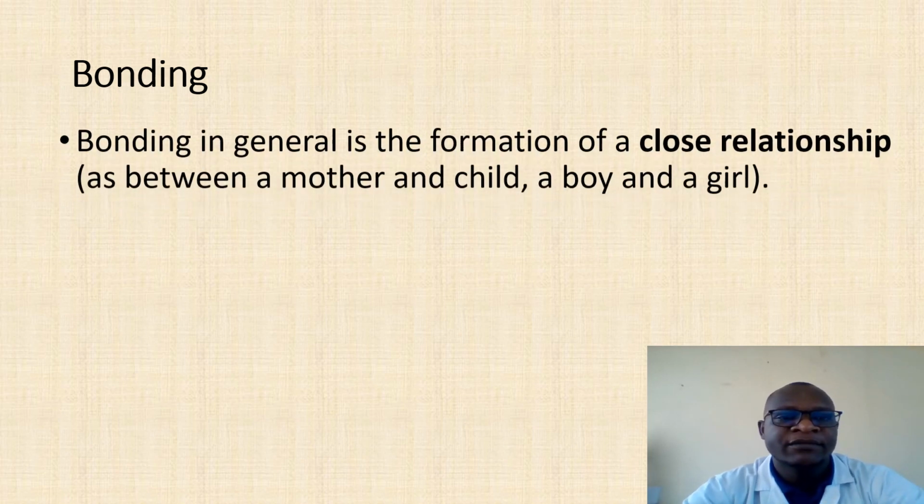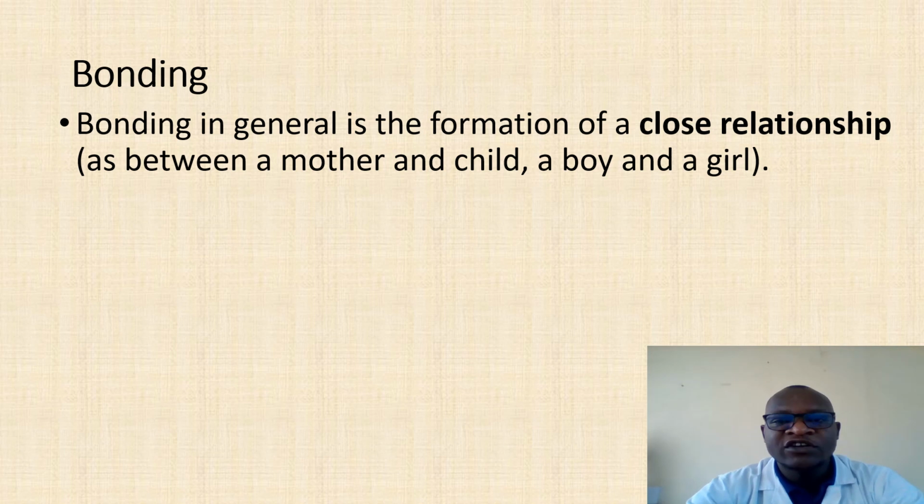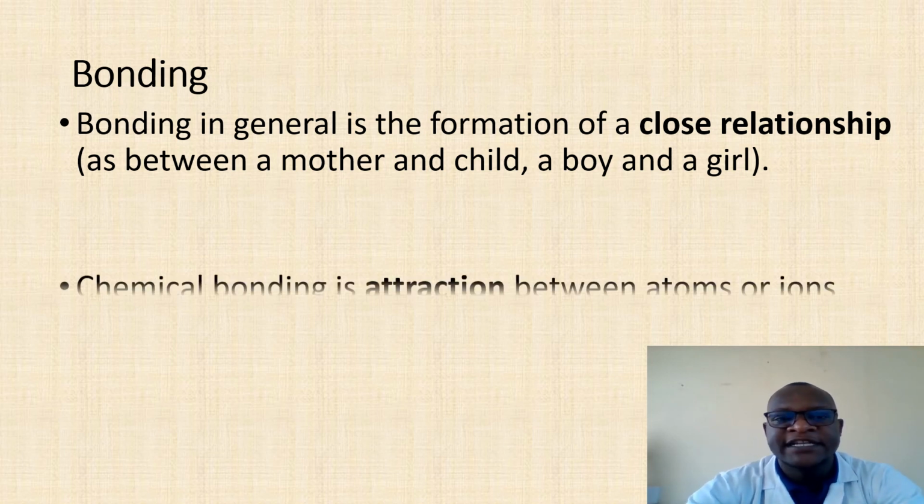Basically, when we say bonding, we are looking at a relationship between two atoms, a relationship between two items. For example, bonding is a general formation of a very close relationship. In our life, we can talk of a relationship between a mother and a child; a boy and a girl can have a close relationship. That is what we call bonding. But in this case, we are talking of atoms. It means they are going to become close to each other and they are going to have a relationship.